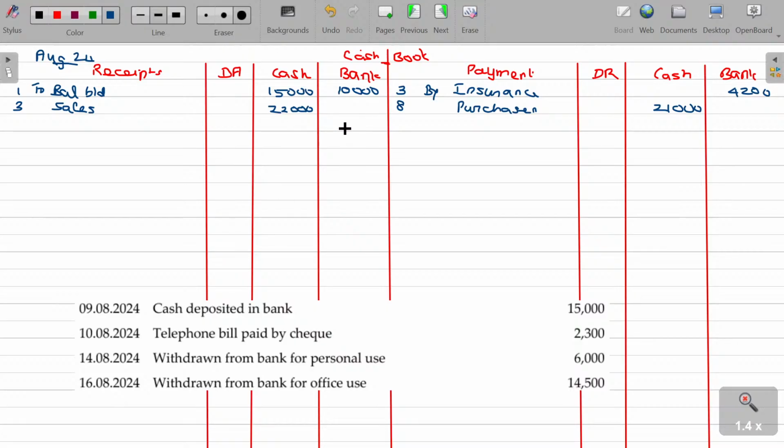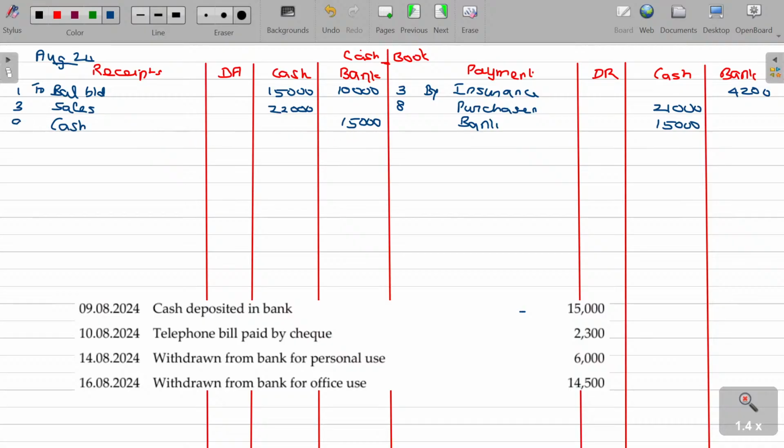It's a receipt for the bank, right? Money comes to the bank. It's a receipt for the bank, the value being 15,000 here. And it is payment for cash, here it is 15,000. Under cash, you name this being bank. Under bank, you name this being cash. How does the bank account get 15,000 on the receipt side? Because of the cash deposit.